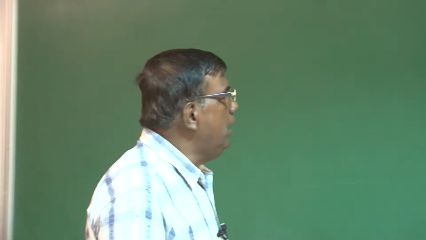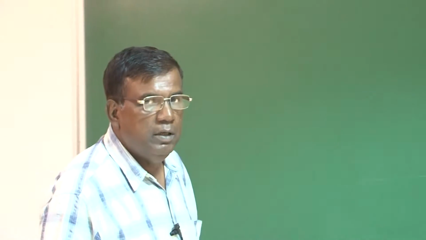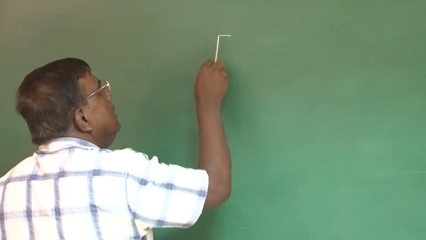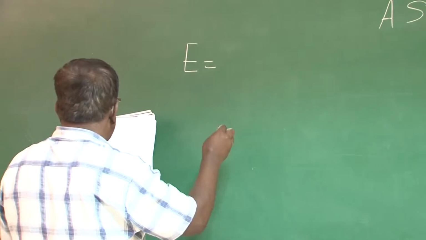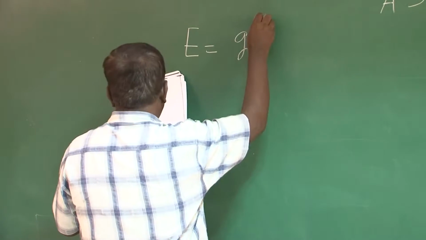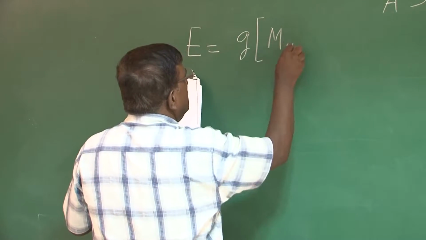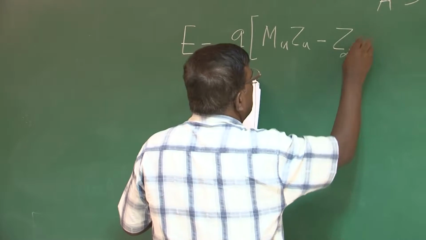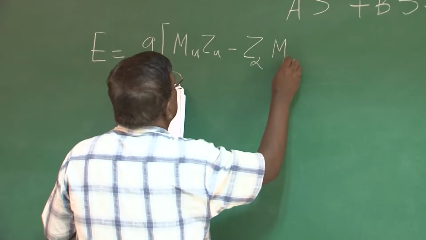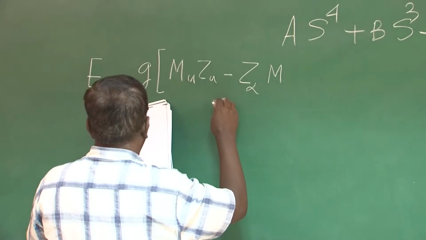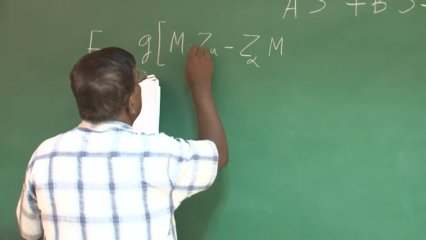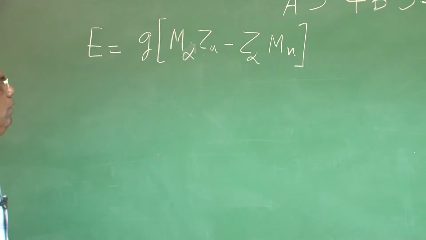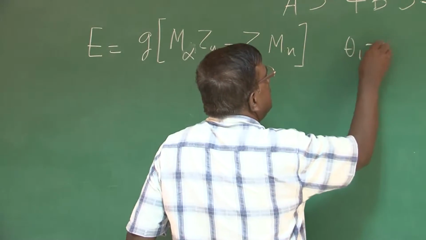Good morning. We will now be continuing our lecture on dynamic stability for the longitudinal case. I was mentioning this E, and E was given as G into mu Zu minus Z alpha mu, or m alpha Zu minus Z alpha mu. Remember, for theta 1 equal to 0.